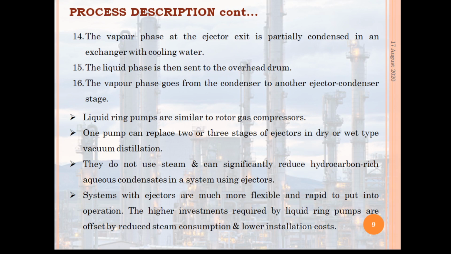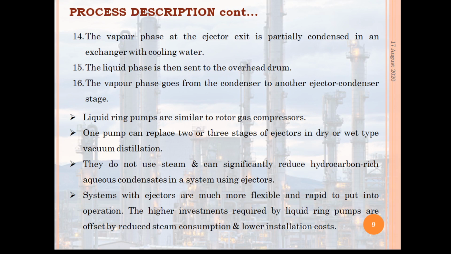So this one pump, the liquid ring pump, can replace two or three stages of ejectors in dry or wet type vacuum distillation. They do not use steam and can significantly reduce hydrocarbon-rich aqueous condensate in a system using ejectors. Systems with ejectors are much more flexible and rapid to put into operation, and the higher investment required by liquid ring pumps is offset by reduced steam consumption and lower installation costs.